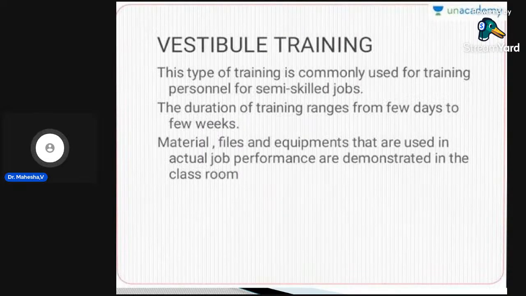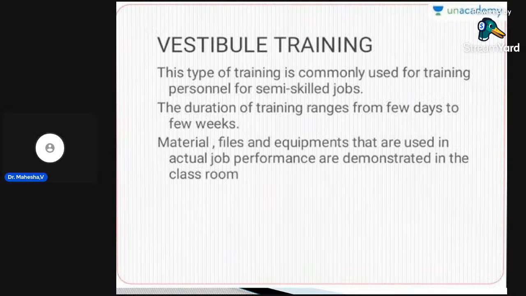Then let us go one by one. What is vestibule training, apprenticeship training, job rotation, etc.? This type of training is commonly used for training personnel for semi-skilled jobs. When it is for semi-skilled jobs, they give this type of training to the employees.